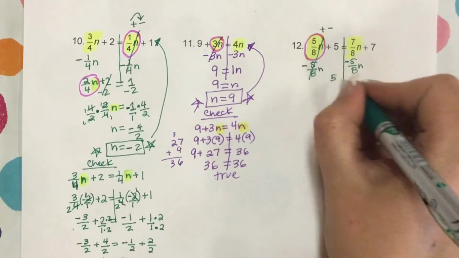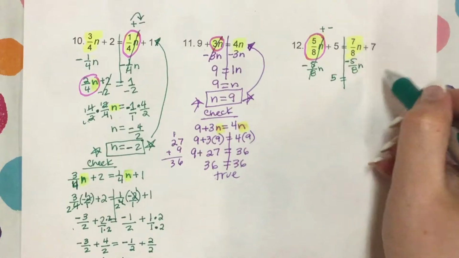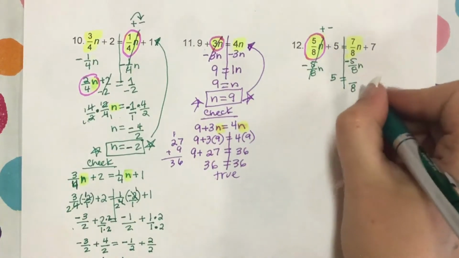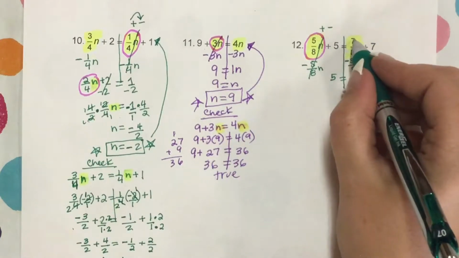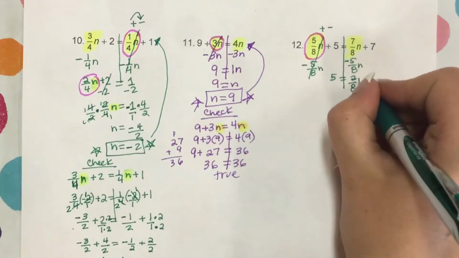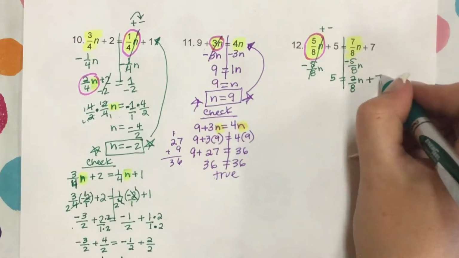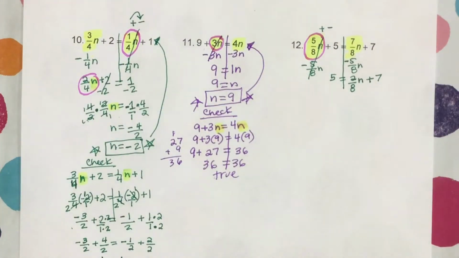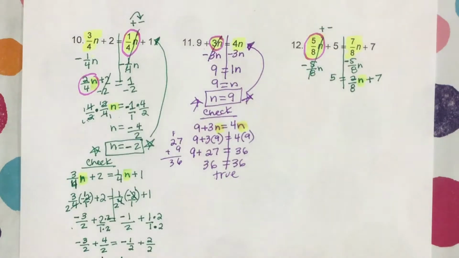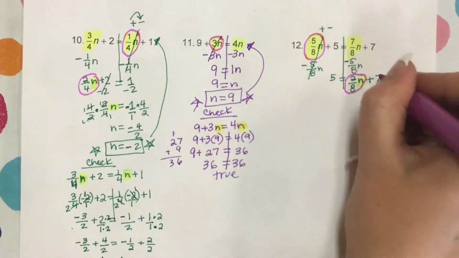We're left with 5 on this side. And then we just do 7/8 n minus 5/8 n. They have a common denominator, which is great. So we're just going to keep that 8 on the bottom. And then we just do the numerators. 7 minus 5, which is 2n, and then put an n on it, plus 7. Okay? So we're trying to get n by itself. Okay? And we notice that there's this 2/8 n right there and the plus 7.